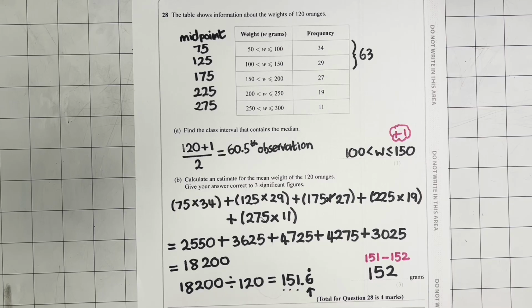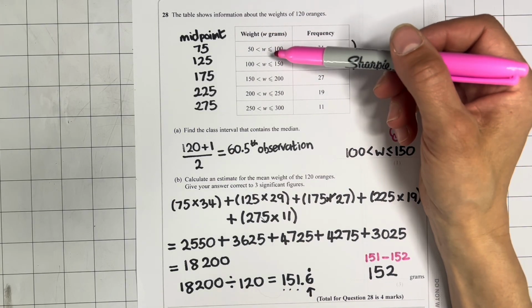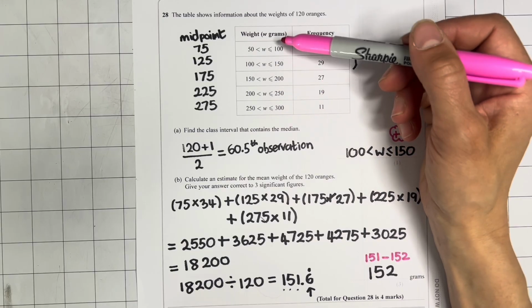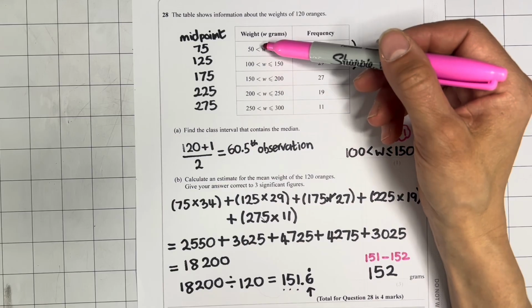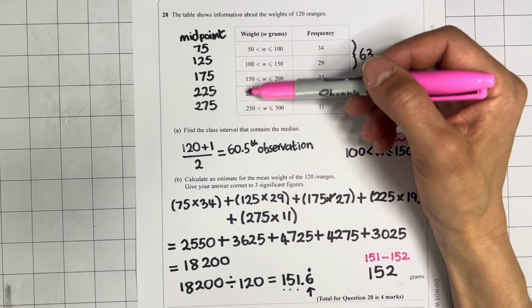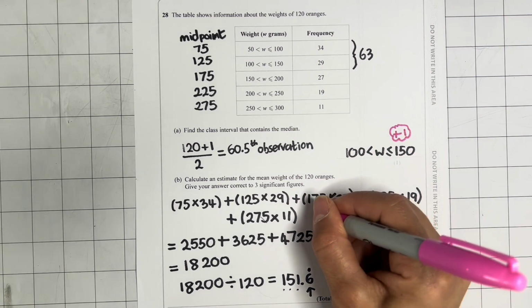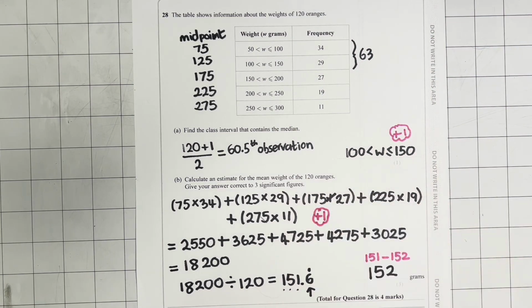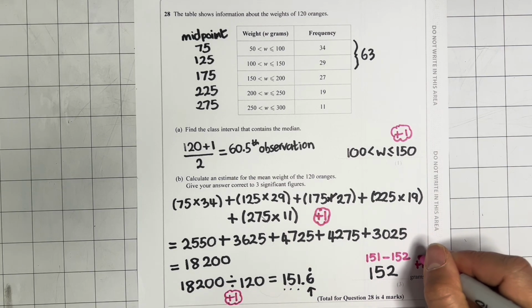Otherwise, there is a mark available for finding 5 products where you use the frequency times a value that sits within each of these intervals. You must use the same point for all of the intervals, whether it's the start of the interval, the midpoint, or the end of the interval. And this will give you 1 mark. The second mark is for showing you're going to divide by the number of oranges. And the third mark is for finding the final answer.